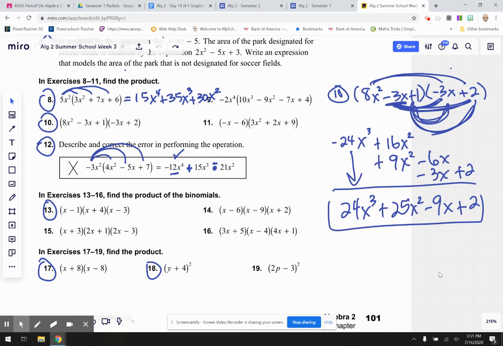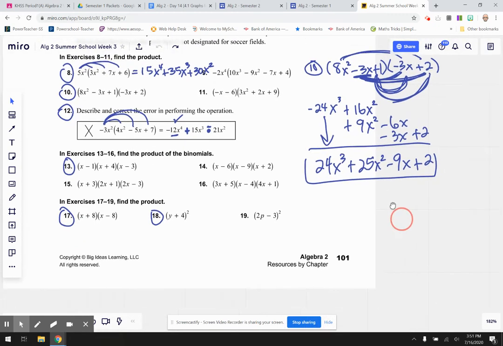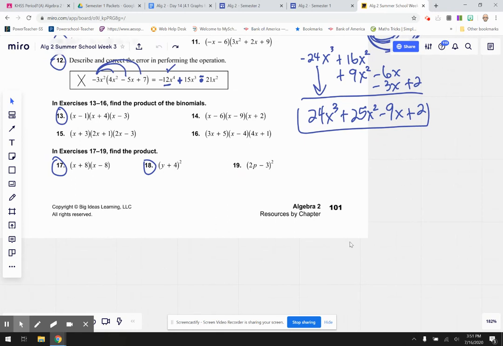13. You have to multiply 3 parentheses together. You have to do 2 at a time. You can't do 3 at one time. So we're going to need to shrink this up a little bit, so I have some room over here to do number 13. Okay, so 13, we're going to rewrite it: x minus 1 times x plus 4 times x minus 3.